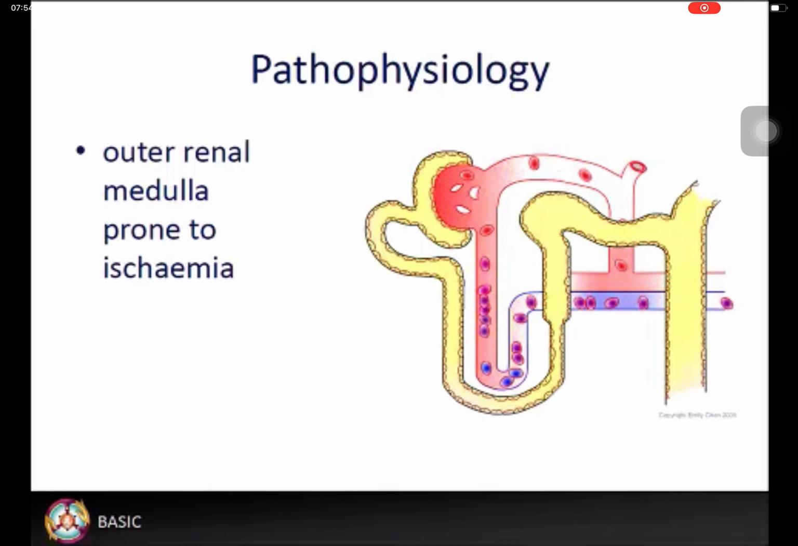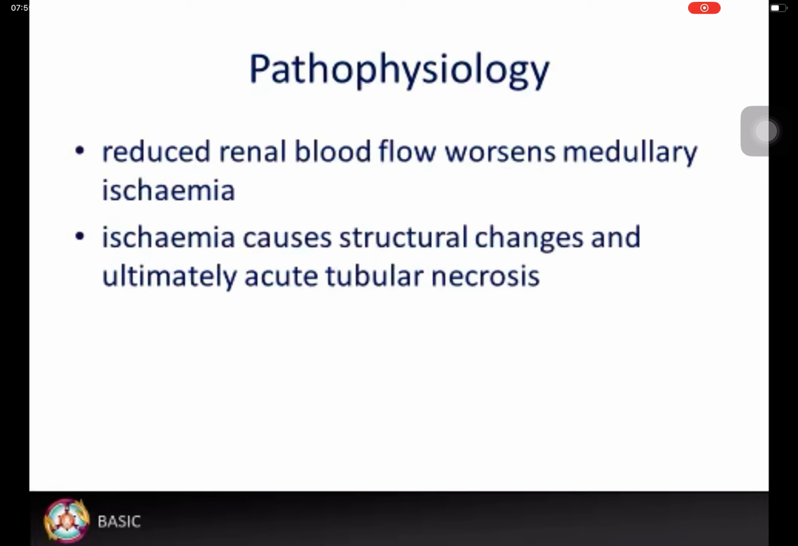Unfortunately, the arrangement of arterioles and venules in this region is such that the arterioles are descending towards the medulla and the venules are ascending into the cortex. This results in a countercurrent exchange for oxygen, with the result that the oxygen delivery to cells in this area is marginal under normal circumstances. This area is, therefore, very susceptible to any reduction in oxygen delivery. Reduced renal blood flow worsens medullary ischemia, causing structural changes and ultimately acute tubular necrosis.